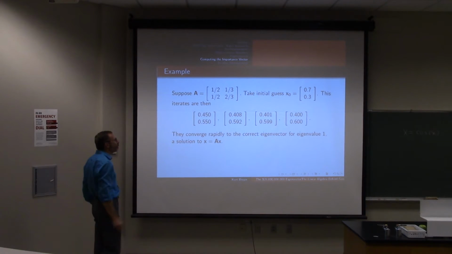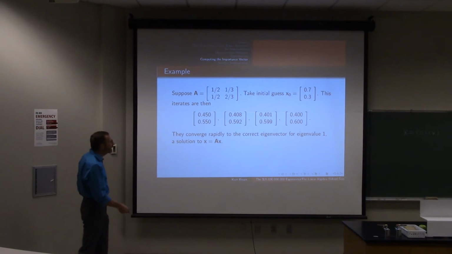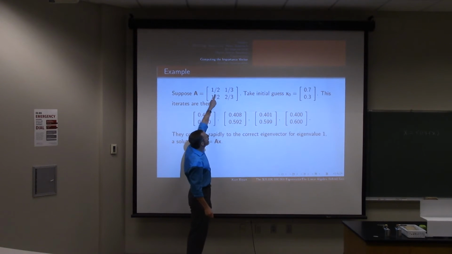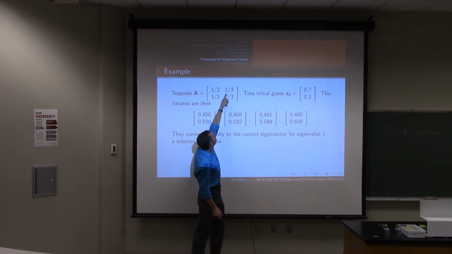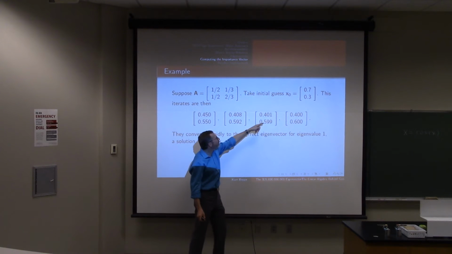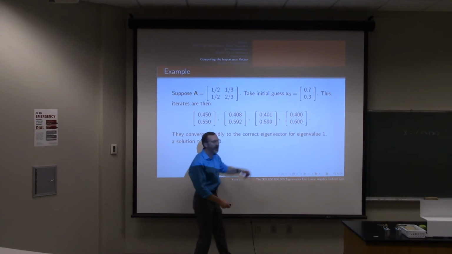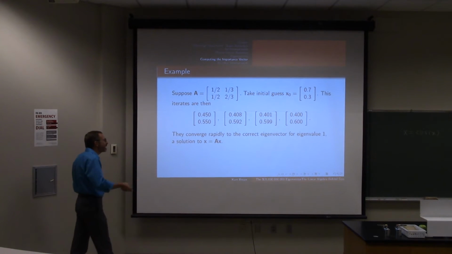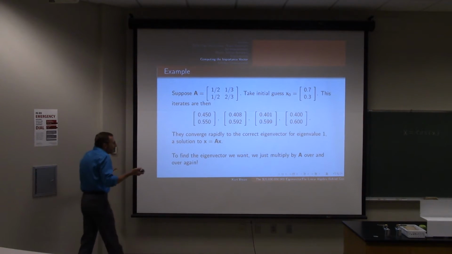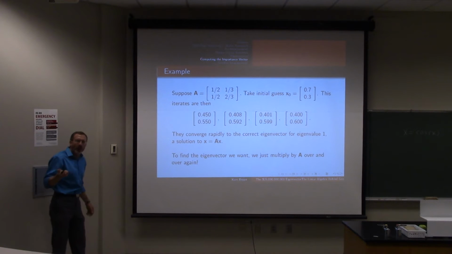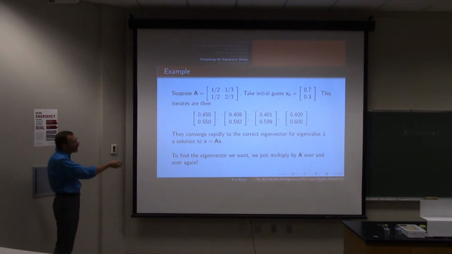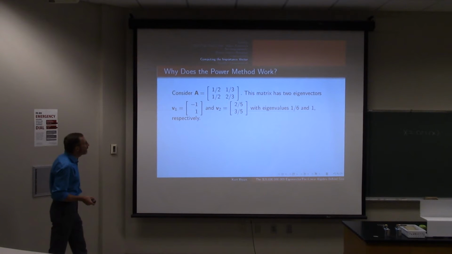That's because 0.4 and 0.6 are an eigenvector for this matrix with eigenvalue 1. If you take 1/2 times 0.4 plus 1/3 times 0.6, you'll get 0.4 back. And if you take 1/2 times 0.4 and 2/3 times 0.6, you'll get 0.6. x is the same as A times x here. It converges very rapidly here. So to find the eigenvector you want, you just multiply by A over and over and over again. This is the guts of Google's PageRank algorithm. It's the power method applied to this link matrix. So it's the ultimately simple brain-dead computation.